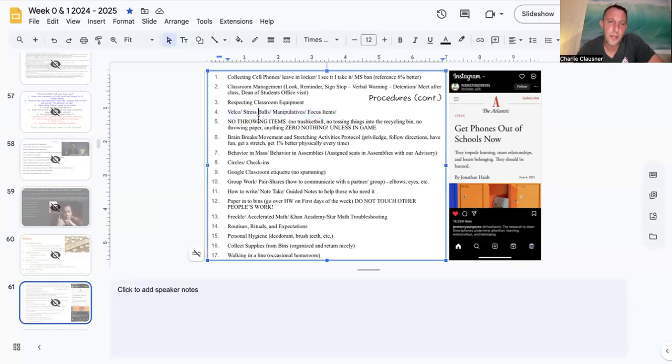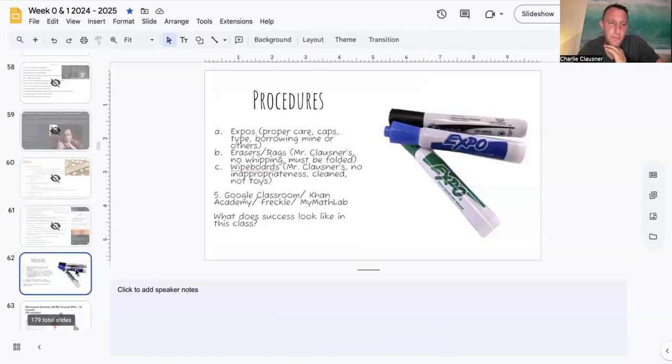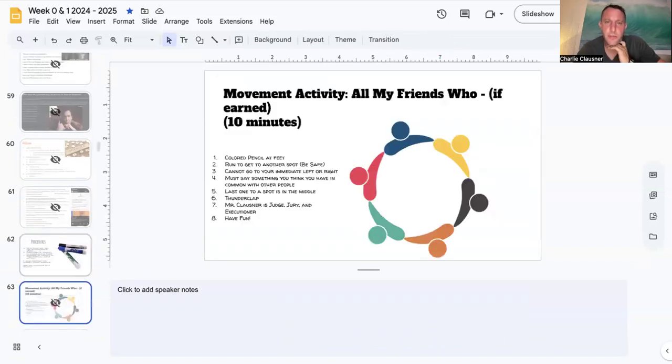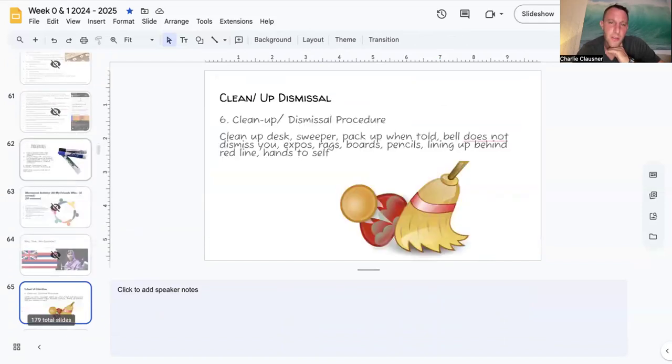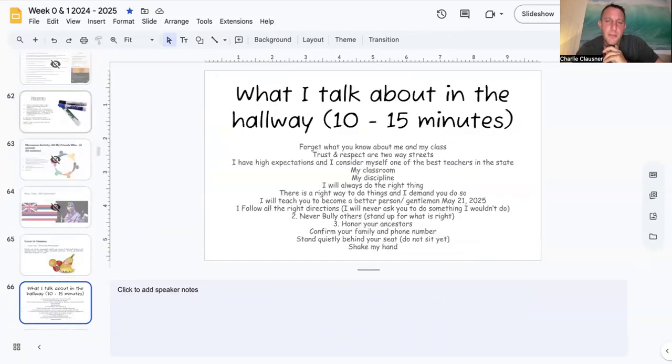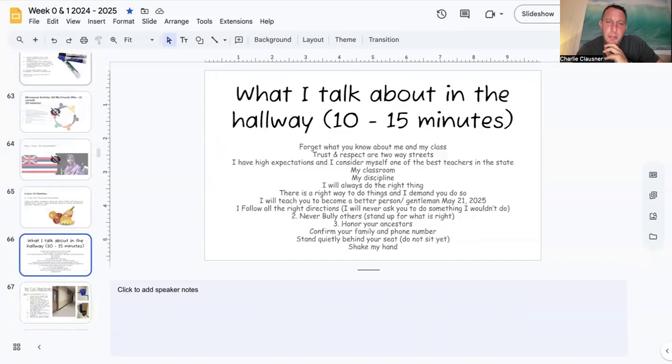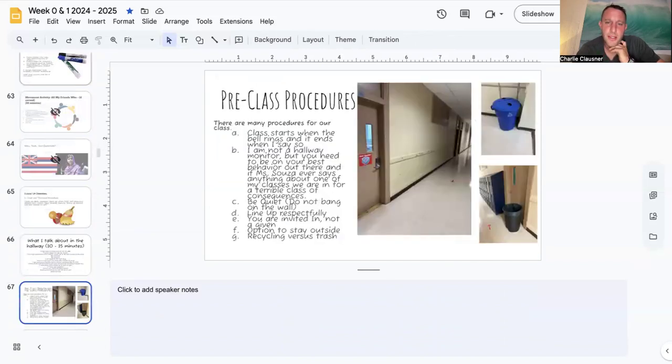I have Velcro in the classroom. I do have a rule of no throwing things. I love to throw things, but it's not in a specific area. I don't let them throw things. But when we play the ball game, they're obviously throwing things all over. Procedures, movement activity, wall tour, cleanup and dismissal. More to talk about in the hallways the first day.